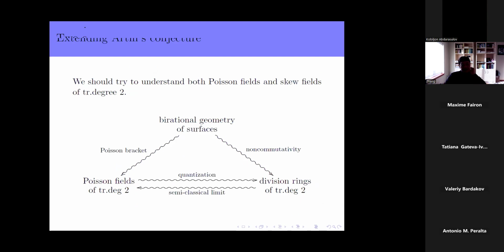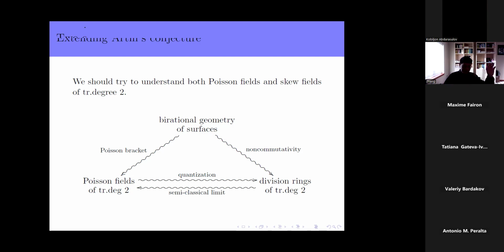If we go back to Artin's conjecture, it is on division ring algebras of transcendence degree 2. And his idea is coming from the birational geometry of surfaces. And then we feel that there should be a Poisson version of Artin's conjecture on the Poisson side. So on the Poisson side, we also should consider Poisson fields of transcendence degree 2. Then hopefully, if we understand the Poisson side, then we have some idea on the non-commutative algebra side. So just keep this in mind.